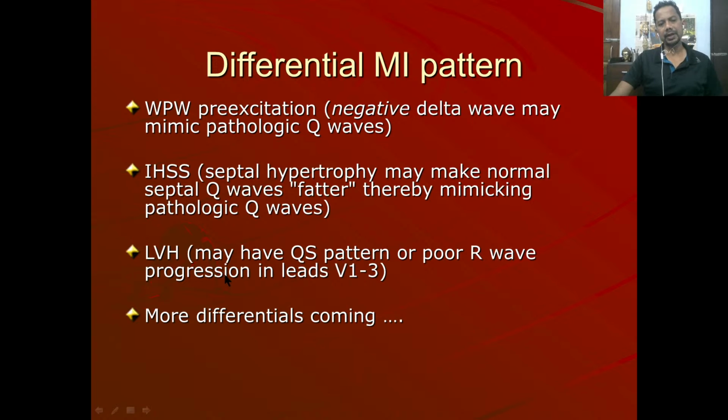Then LVH, left ventricular hypertrophy, it may cause QS pattern or poor progression of R waves from V1 to V3, because LV is so dominant. Otherwise also LV is so dominant in the ECG complexes from V1 to V6, and you imagine there is severe left ventricular hypertrophy. It will not let the right ventricular leads V1, V2, V3 manifest.